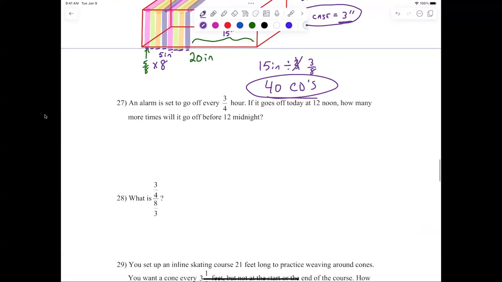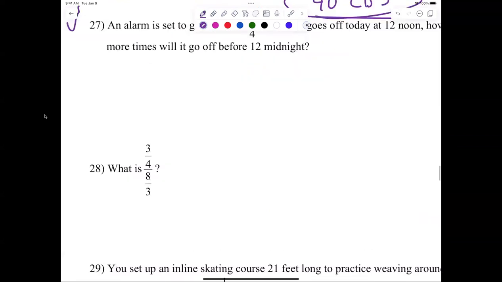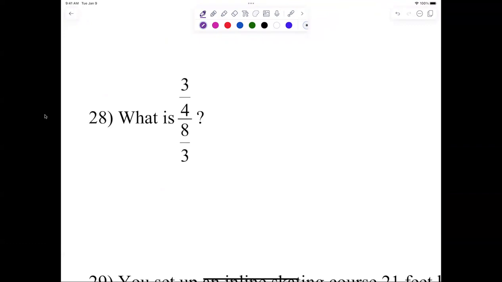Okay. So here, I want everyone to try 27. Put a star by number 27 tonight. Now, I need some help. What does 28 actually mean? Dividing. That's right. So all you have to do for this one is type in on your calculator 3/4 divided by 8/3. And somebody tell me what that is. 9/32. Yeah, 9/32.